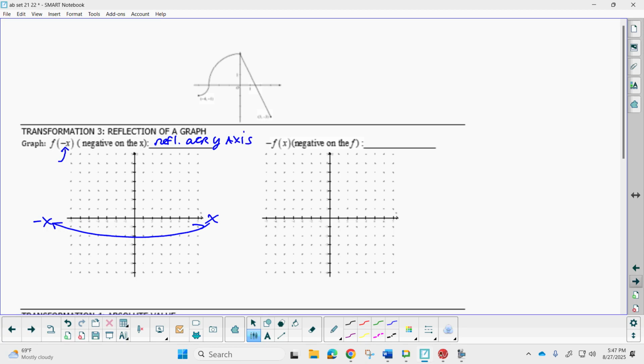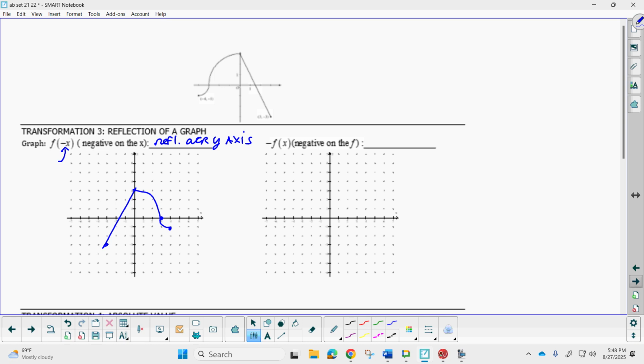So if you reflect across the y-axis, then those semicircles will be on the right. I've got to press it or bend it the right way. And the linear part will be on the left. Terrible, but you get the idea.